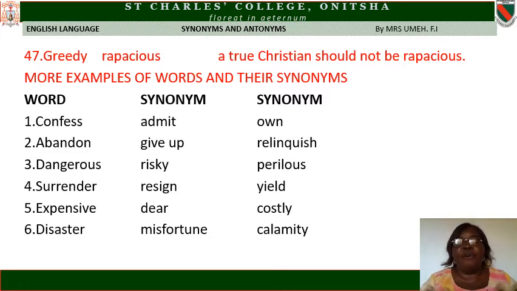For instance, we have confess. Confess is similar to admit and own. Abandon, give up, also means relinquish. Dangerous has similar meaning to risky, perilous. Surrender, resign, yield. Expensive could be used in place of dear, costly. Disaster could also be used in place of misfortune and calamity.